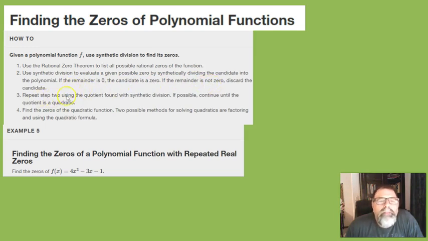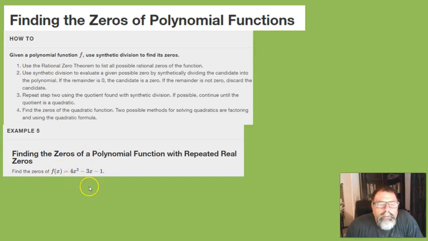Okay, and repeat step 2 using the quotient found with synthetic division. If possible, continue until the quotient is a quadratic. So basically we have to keep looking for zeros until we get down to a quadratic. Once you get to the quadratic, you find the zeros of the quadratic function one of 2 ways. You can use the quadratic formula or just factor the trinomial, the normal way.